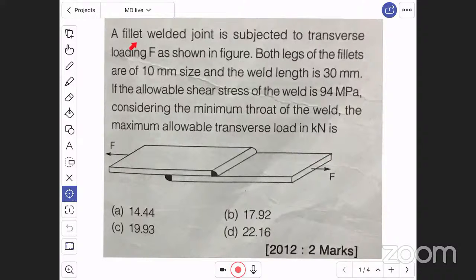In this lecture we are going to see 4 questions. All are either on fillet weld or on butt weld. So first of all, understand what the fillet and what the butt weld is. Right. First of all, we will understand fillet weld.